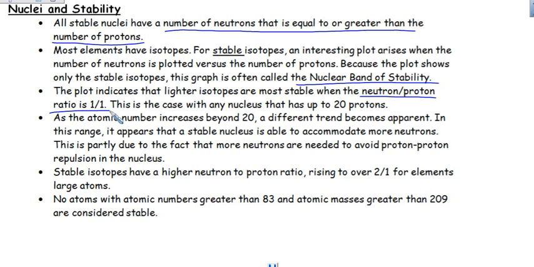But as we get more and more protons, it seems like above 20 protons, we do need more than a 1:1 ratio of protons and neutrons to make that nucleus stable. We're trying to avoid that proton-proton repulsion in the nucleus. 20 seems like the magic number. After element 20, we need some extra neutrons. There are too many positive protons. We're going to need extra neutral neutrons to try to avoid that repulsion of the positive protons. So as you get some of these bigger atoms, the neutron-proton ratio can be over 2:1.